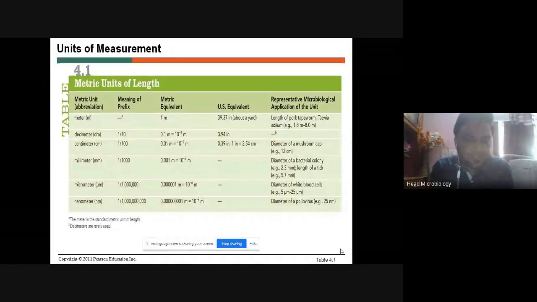And millimeter is 10 to the power of minus 3. And micrometer is 10 to the power of minus 6. Very often we use the word micro or microns. 1 micron is equal to 10 to the power of minus 6 meters. Okay, a nanometer is 10 to the power of minus 9.